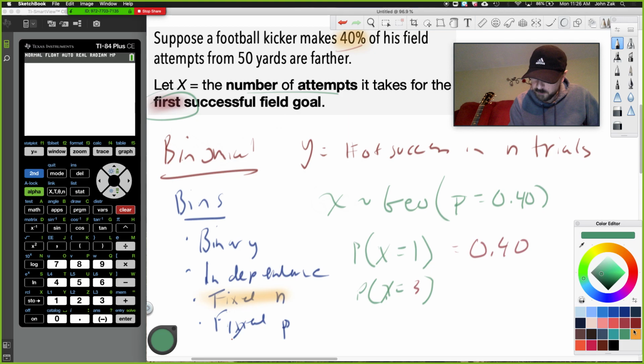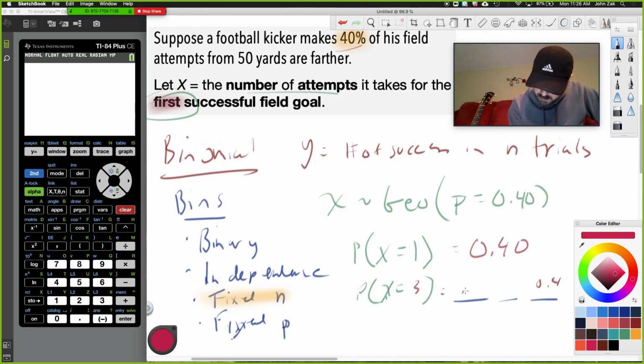Well, in order for the first field goal to be made to be in the third attempt, that would mean the 2 previous field goals had to have been misses, right? So there was ultimately 3 things to think about here. Uno, dos, tres, right? And so the last one, we're actually going to make the field goal. That had a 40% chance of happening. But the previous two were both misses.